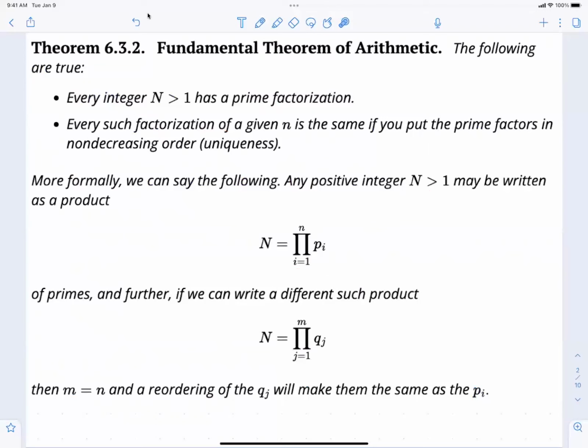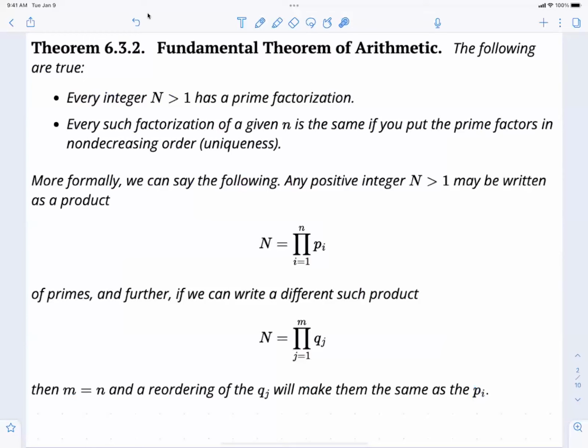So like 11 times 17 and 17 times 11, those are basically the same factorization. You just wrote 17 and 11 in two different orders. So you can have 11 times 17 equal to 17 times 11, no problem. But 11 times 17 isn't going to be equal to 13 times 7. If the prime factors themselves are different, then they're never going to be equal.